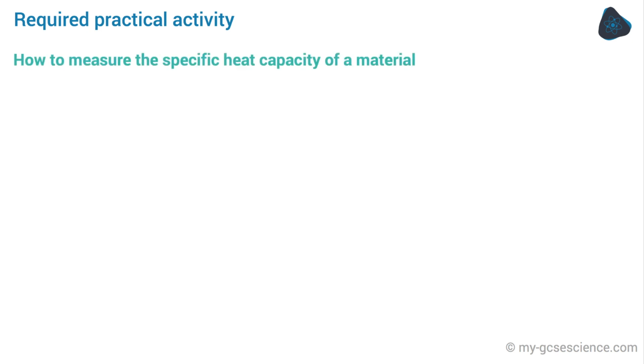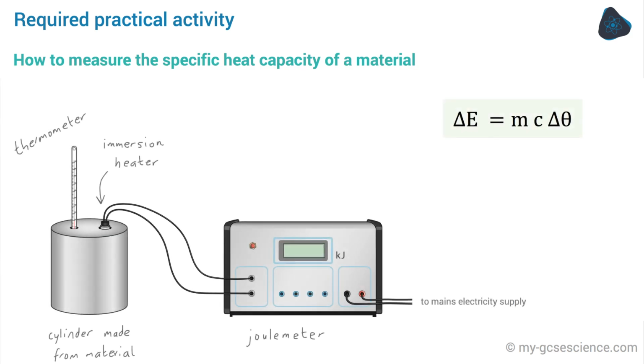In the last section of this video, we're going to look at the required practical activity for this part of the course, which is on how to measure the specific heat capacity of a material. Have a look at this equipment, which is being used to measure the specific heat capacity of the material which this cylinder is made from.